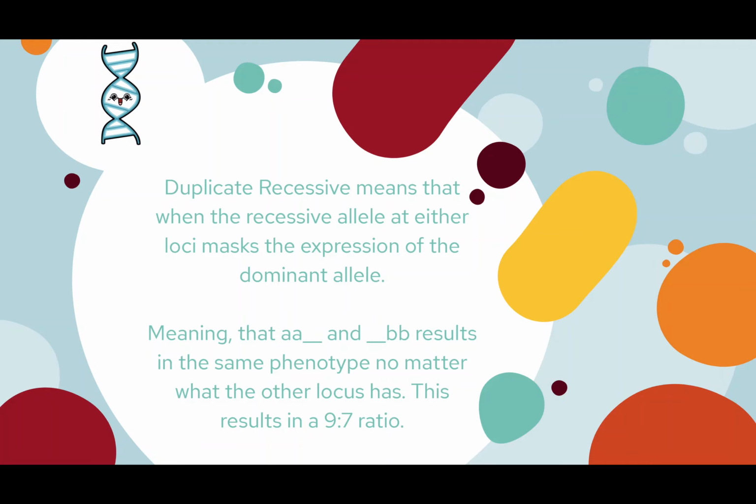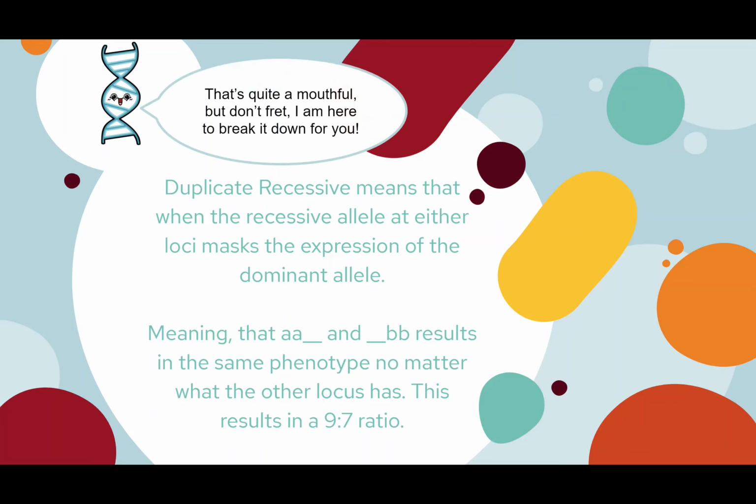Duplicate recessive means that when the recessive allele is at either loci, it will mask the expression of the dominant allele, meaning that you can have little a and little b resulting in the same phenotype no matter what the other locus has. This results in a 9:7 ratio. That's quite a mouthful, but don't fret. I'm here to break it down for you.